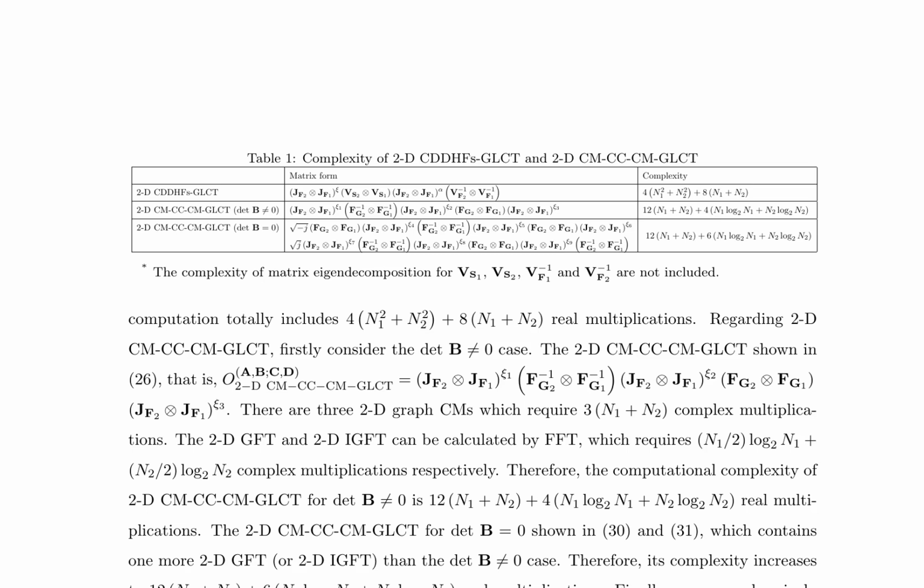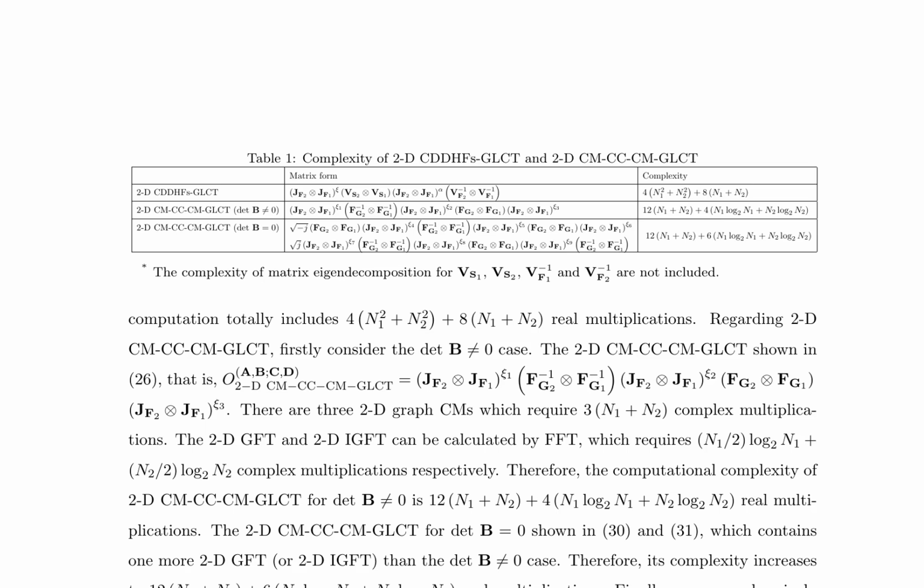A comprehensive comparison of the computational complexities of two-dimensional CDDHFs-GLCT and 2D CM-CC-CM-GLCT is presented. The complexities of both methods are broken down in Table 1, highlighting the number of real multiplications required for each. The 2D CDDHFs-GLCT method involves matrix multiplication and eigendecomposition, resulting in a complexity of 4 n1 squared plus 8 n1 plus n2 real multiplications. In contrast, the 2D CM-CC-CM-GLCT method has two cases.